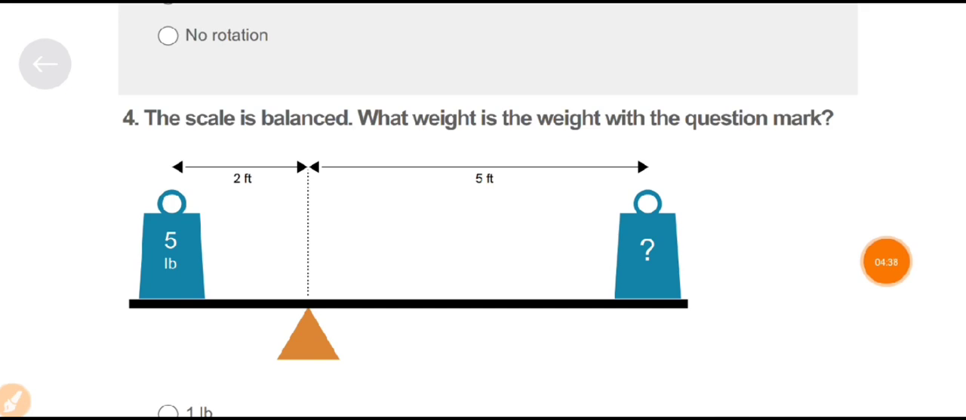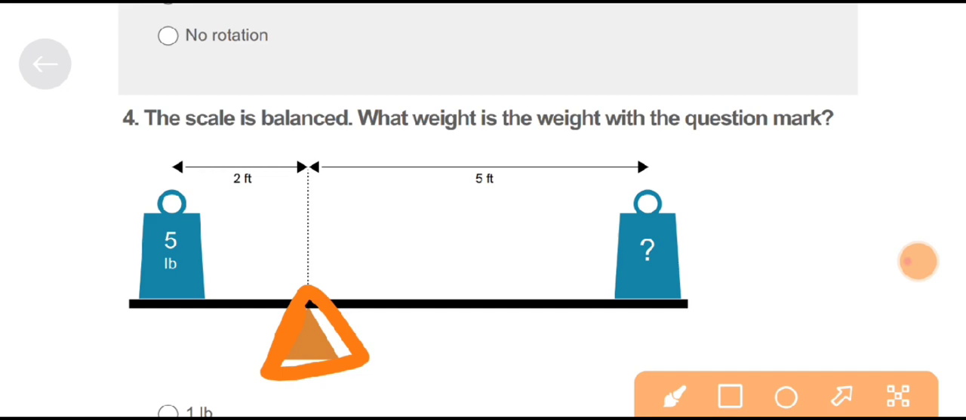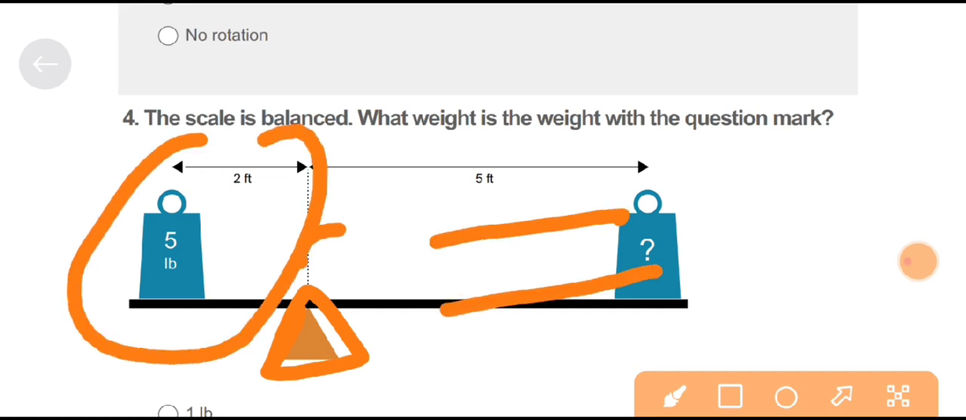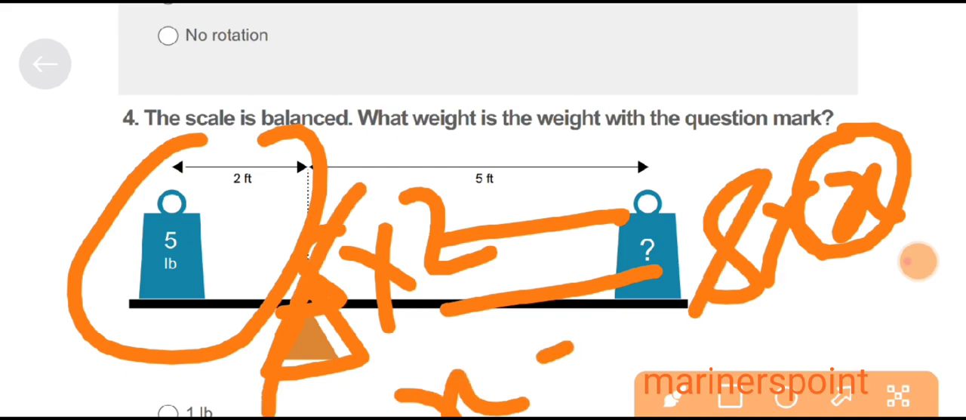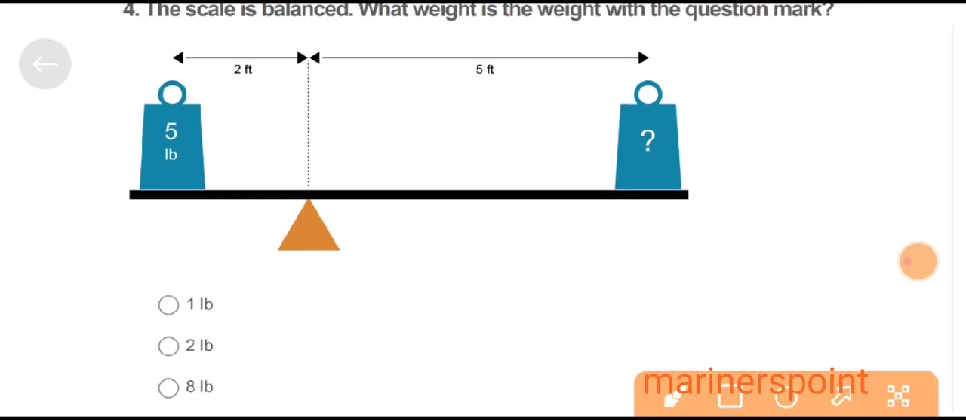This is a simple lever problem. To solve it is very easy. This is the fulcrum and you have to balance the torque. The formula of torque is F into distance. Here 5 into 2, equal to here 5 into x, so x equals 2. So the right answer will be 2.